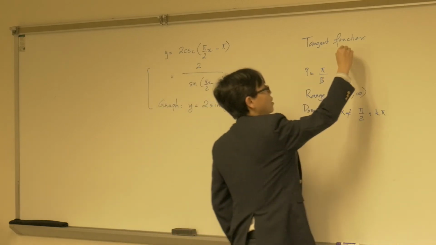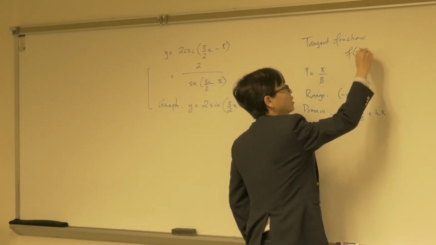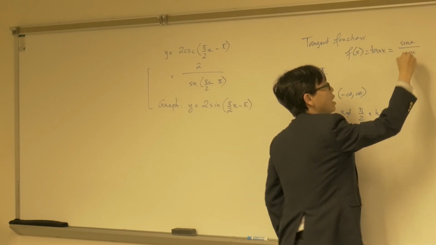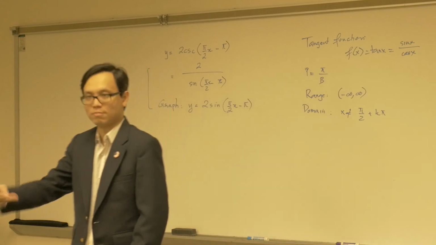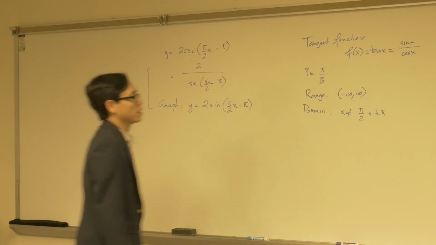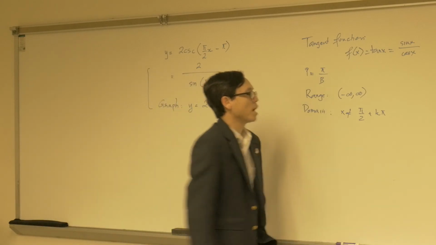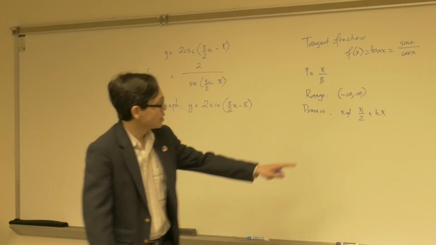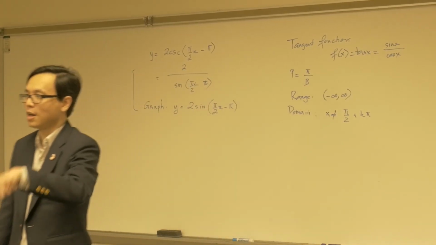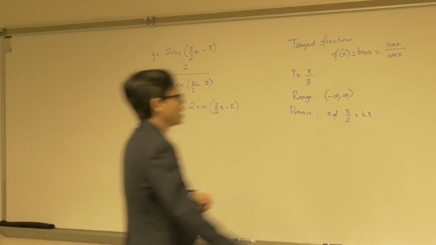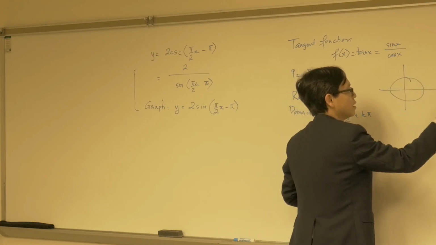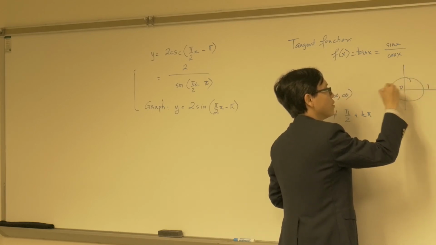Why? Because the tangent function is equal to sine over cosine. So we're not allowed to have 0 for the cosine part. Because we're not allowed to have 0 in the cosine part, x must be different from pi over 2 plus k pi, because at pi over 2 plus k pi, the cosine turns out to be 0. You look at the unit circle. This is cosine right here. This is 1, 0, negative 1.